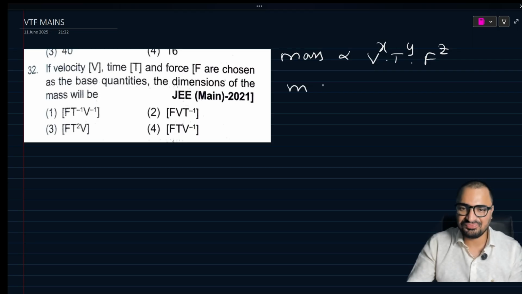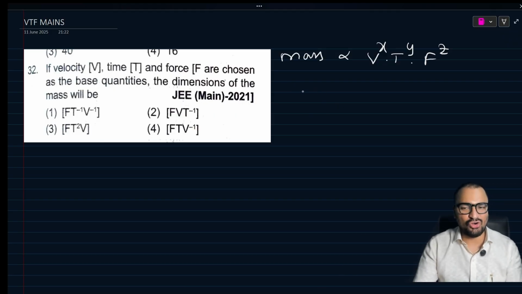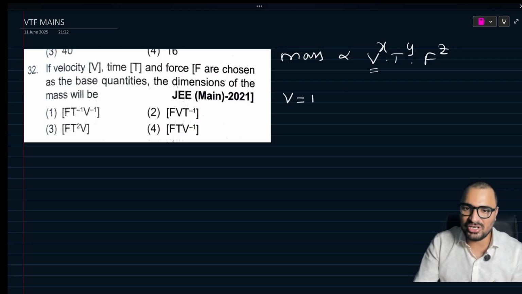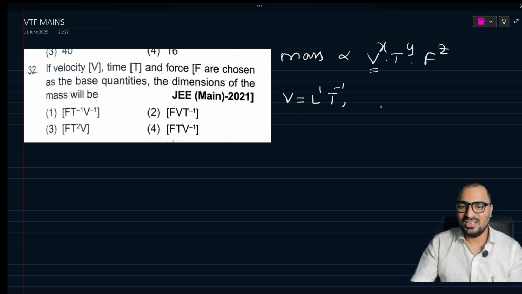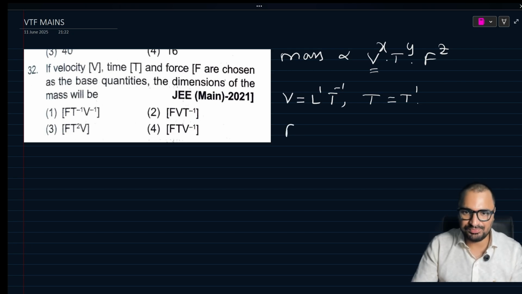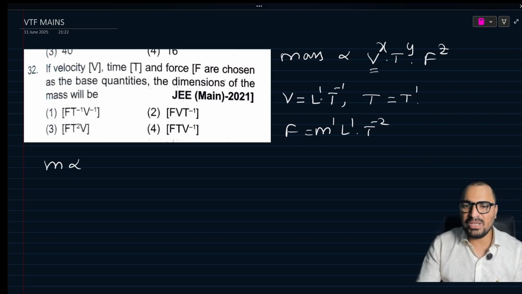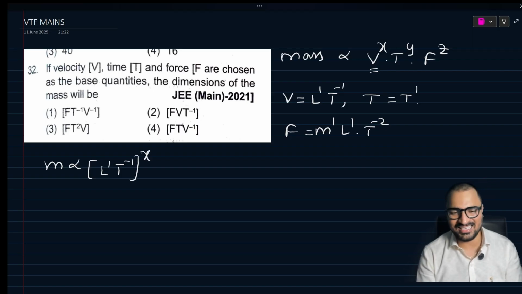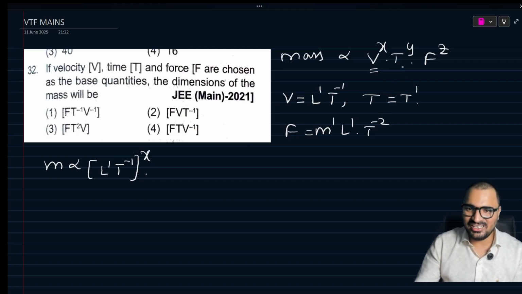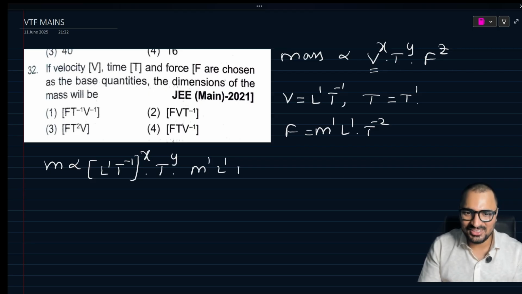So the dimension of mass is V power x, T power y and F power z. First we will write the dimension of each. Velocity dimension is L1 T minus 1. Time dimension is T1. Force dimension is M1 L1 T minus 2. Let's put these in. That means mass is directly proportional to V power x, which is L1 T minus 1 whole power x. Next, T power y, nothing else there. Force F is M1 L1 T minus 2.